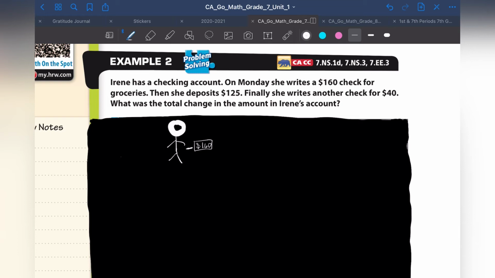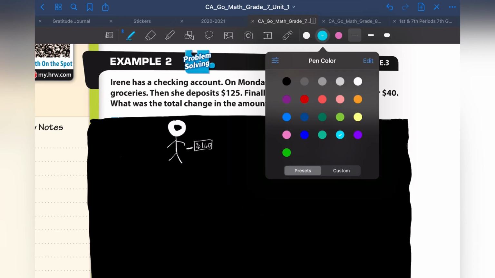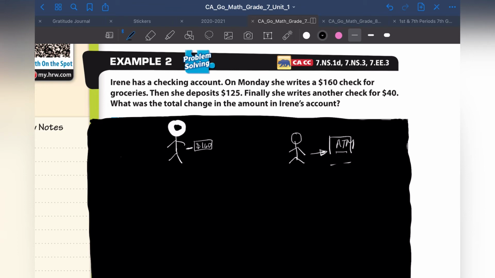So then she goes to the bank, she goes to the ATM, and you can see it better. She deposits. That means she's adding more money to her bank account. So that's a positive number.